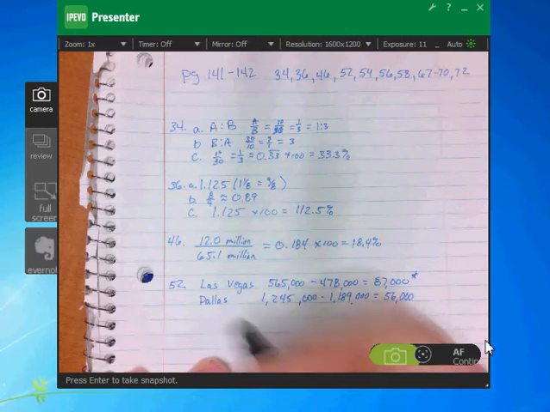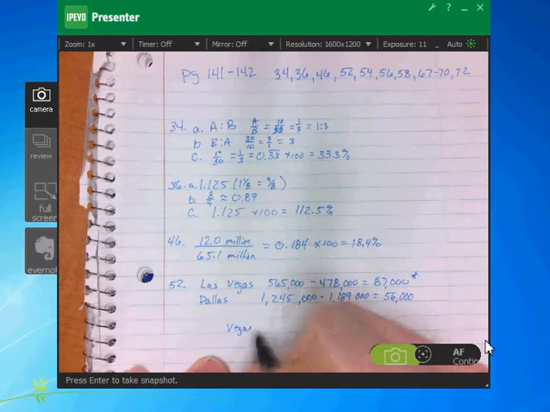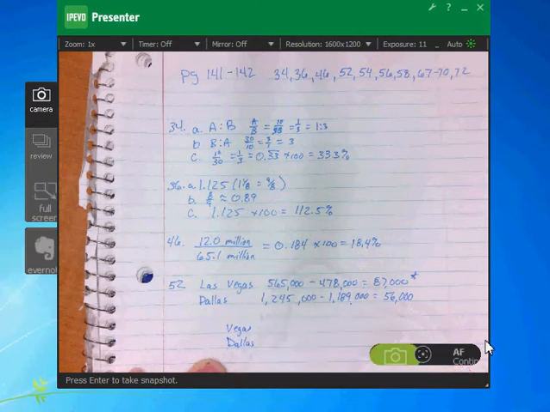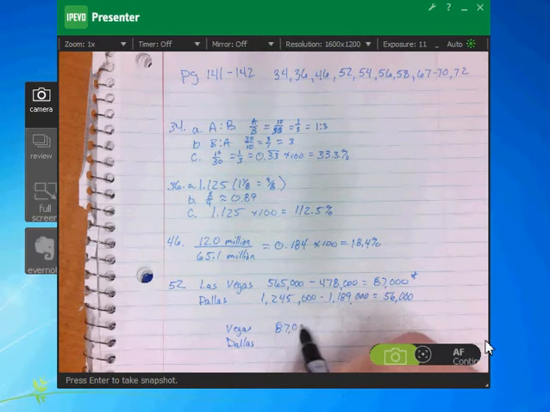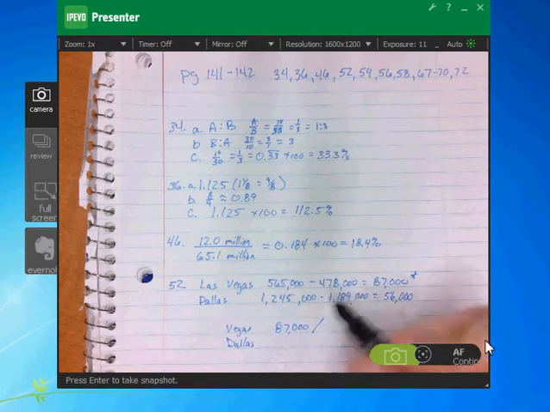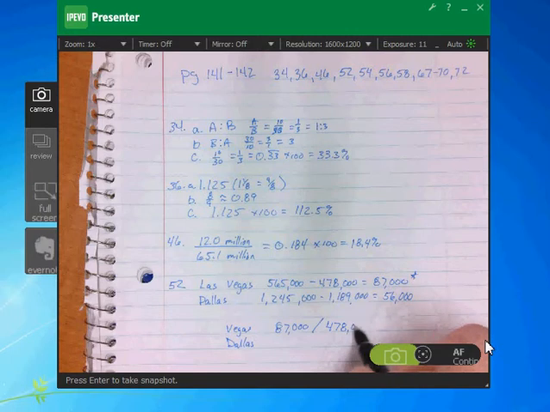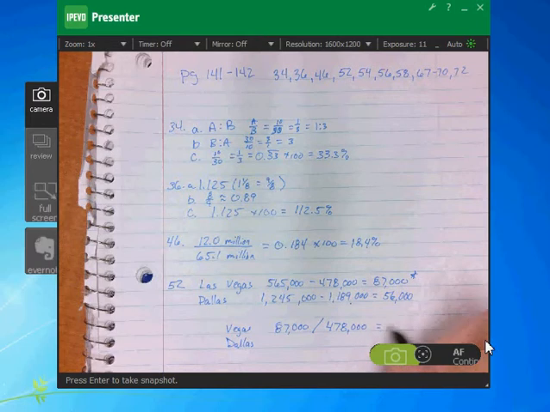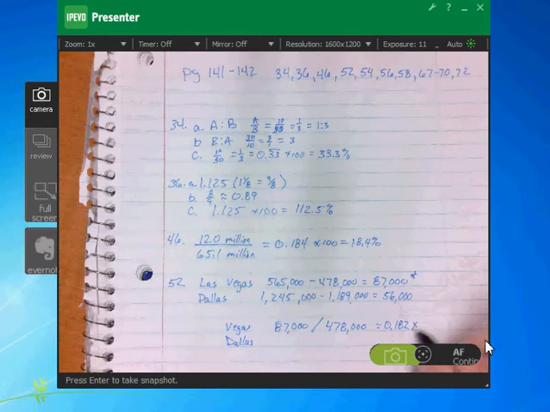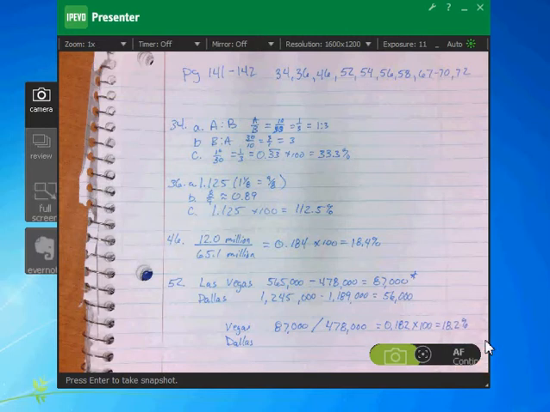Now in terms of relative change, if we're talking about Vegas and Dallas, we want to take our absolute change and divide it by our initial reference value. So we're going to take our 87,000 and we're going to divide it by the 478,000 that we had as the reference value. 0.182, times that by 100 to get our percentage, and that gives us 18.2% increase for Vegas.